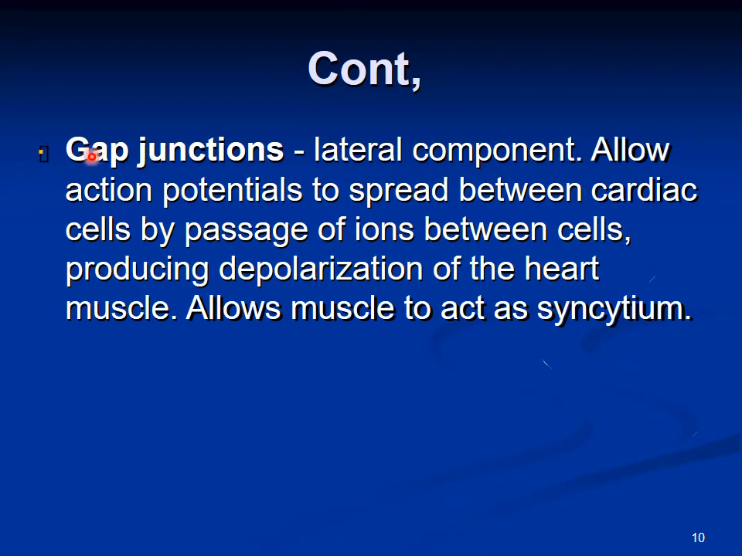Another type of junction is the gap junction, which is present on the lateral cell wall. Gap junctions allow action potentials to spread between cardiac cells by passage of ions between cells, producing depolarization of the heart muscle. They allow muscles to act as a syncytium or a single contractile unit.